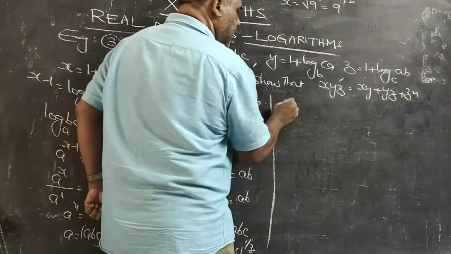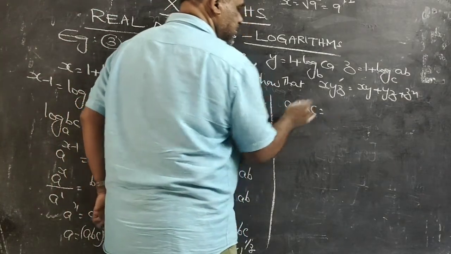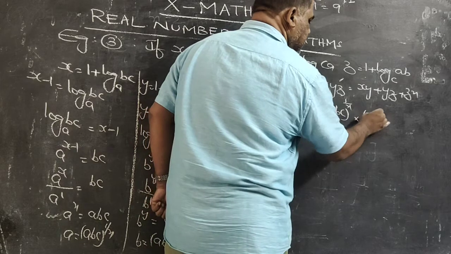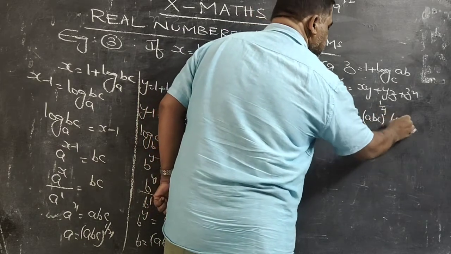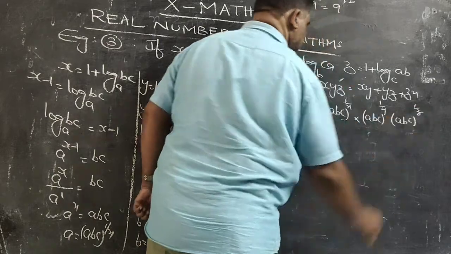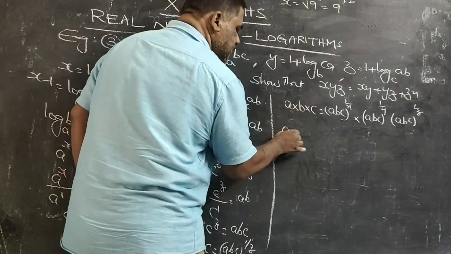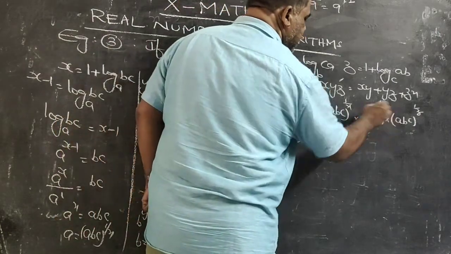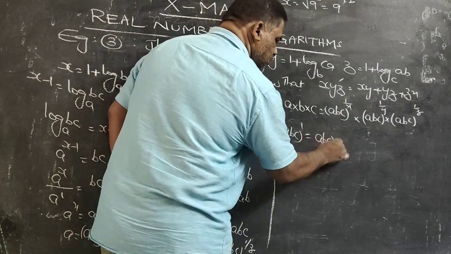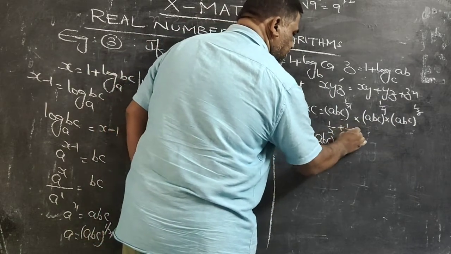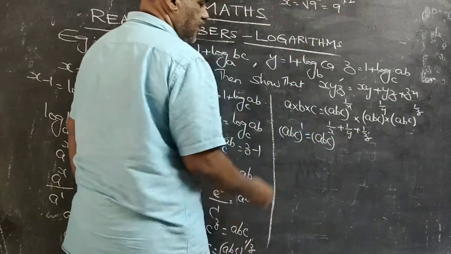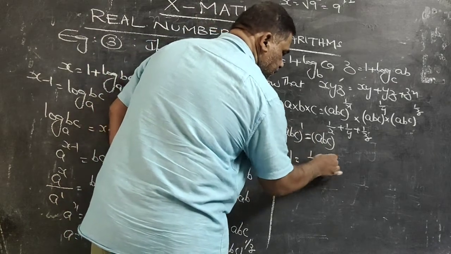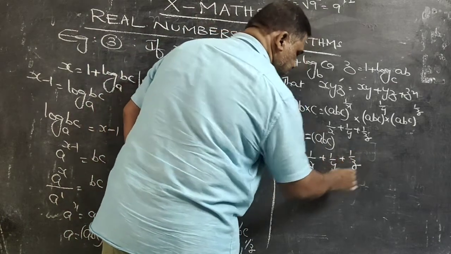Now multiply all the three values, a into b into c. A value is abc to the power 1 by x. B value is abc to the power 1 by y. C value is abc to the power 1 by z. Here a into b into c means it can be written as abc to the power 1. Here bases are same, into is there, we have to add the powers: abc to the power 1 by x plus 1 by y plus 1 by z. These two are equal, therefore powers are also equal. 1 is equal to 1 by x plus 1 by y plus 1 by z.